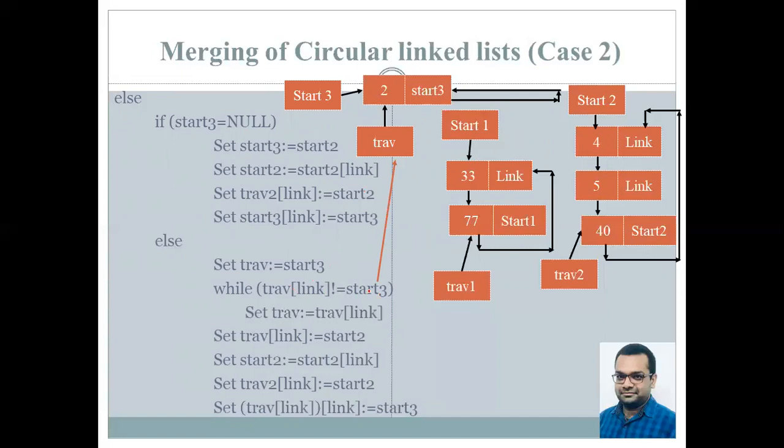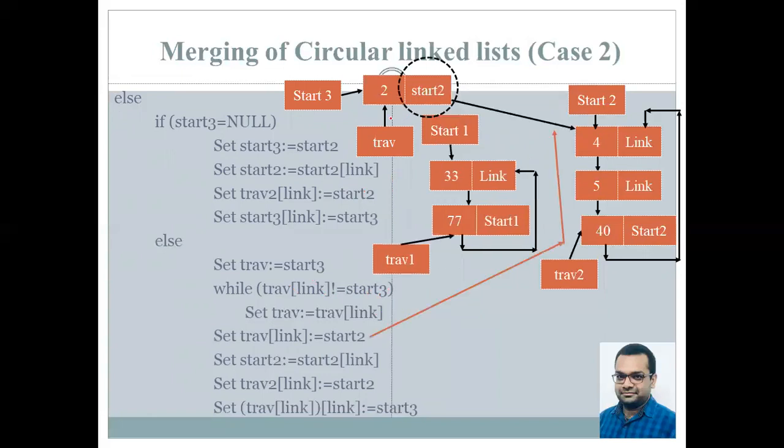We'll keep on incrementing, which again happens over here in the first iteration itself. If there would have been more number of nodes, then traversal would have reached the last node. Upon reaching over there, we initialize traversal link with the value of the start2. So now you can see over here, which earlier contained the address start3, now this address has been changed to the start2, that is the address of the first node in the second circular linked list that is coming up.